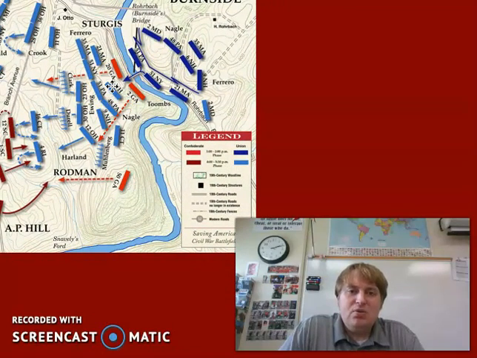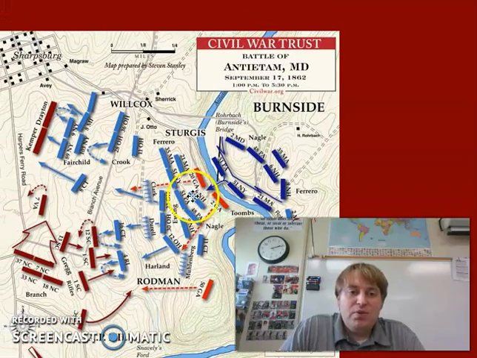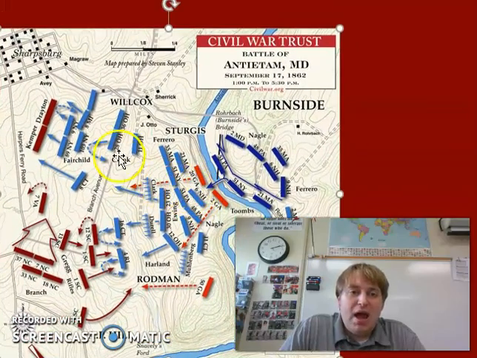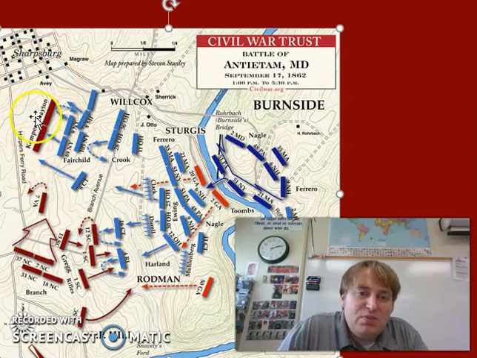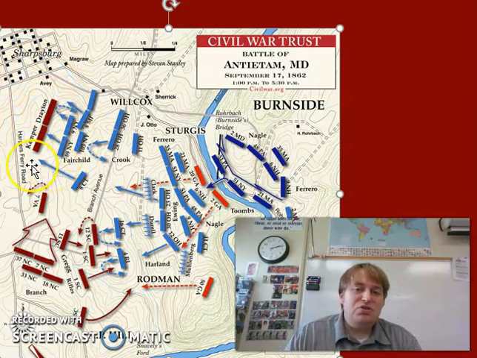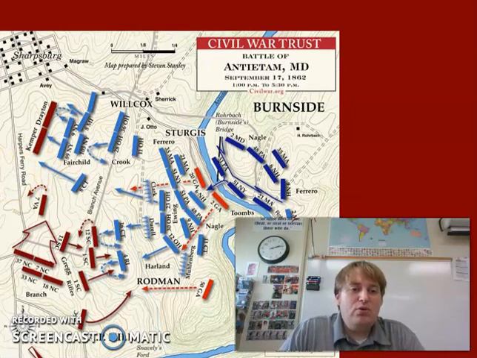It tells you what the blue represents, which is the Union or the North troops. You have the Confederates, which are going to be in the red. And then from there, you start reading the map. You start looking at all this information. You got Sturgis, Wilcox. You got Burnside right here, Sharpsburg, and then you have these small names over here. So it's just part of reading the map. It's just going through the process.